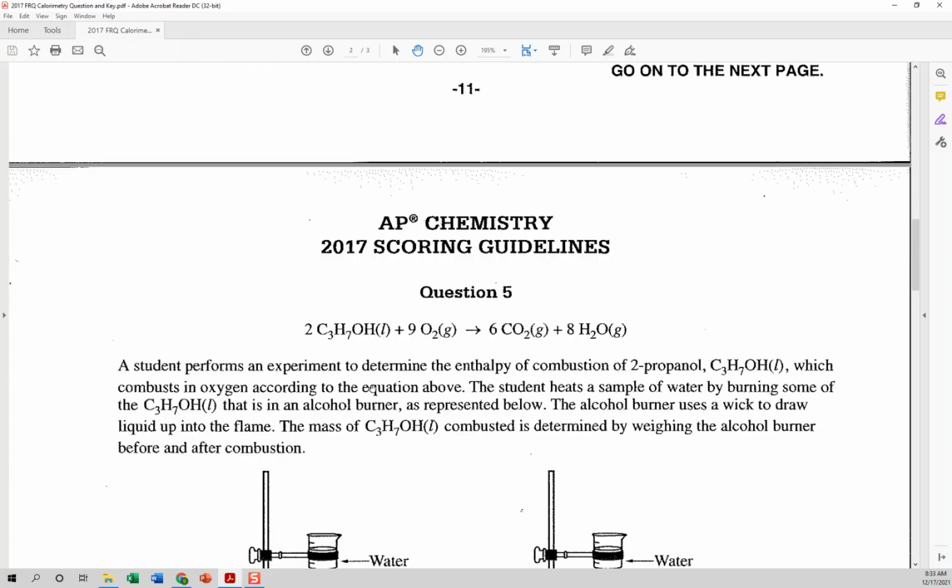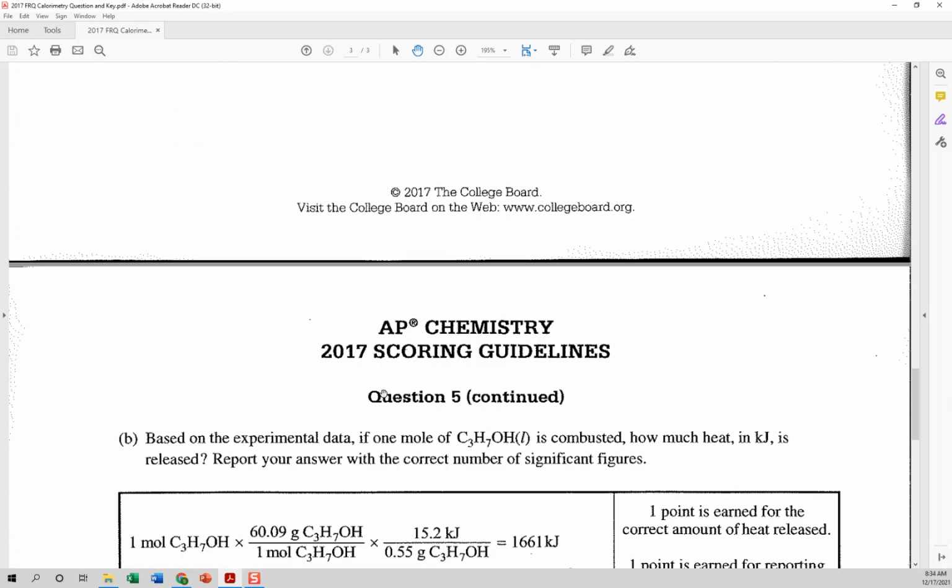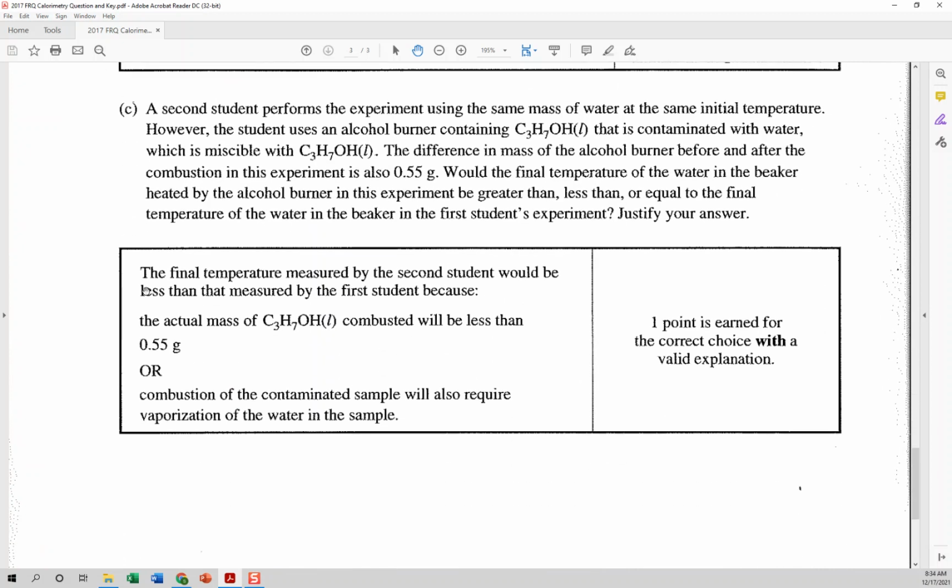So let's see what they said on the scoring guide. Okay. So the final temperature measured by the second student would be less than that measured by the first student. So you don't have to write that full sentence. You could say less than, and then now justify. So if you said less than, you are almost there, but you have to have the right justification. So notice, if you didn't have the right justification, you wouldn't get the point, even if you said less than. Sometimes it's 1 point for saying less than, and then 1 point for the correct explanation, but not in this case. So it's less than, but why?